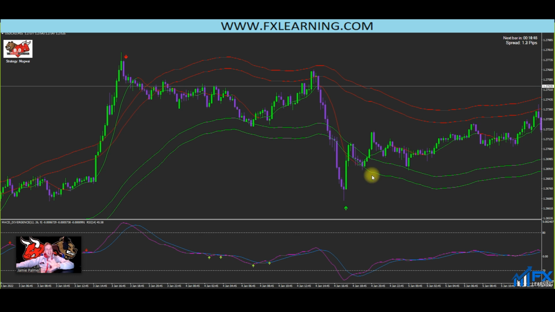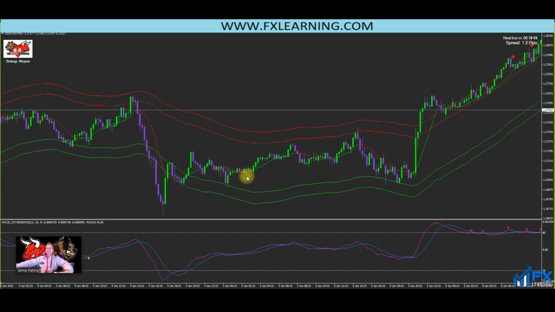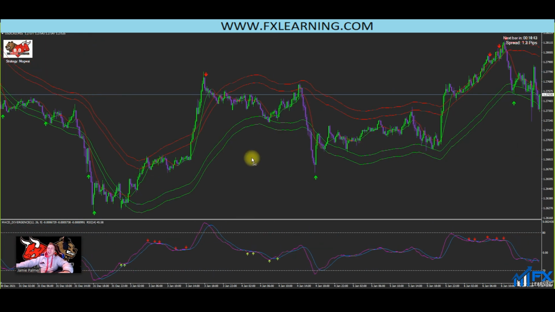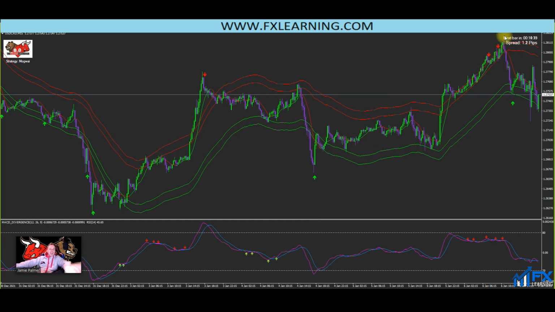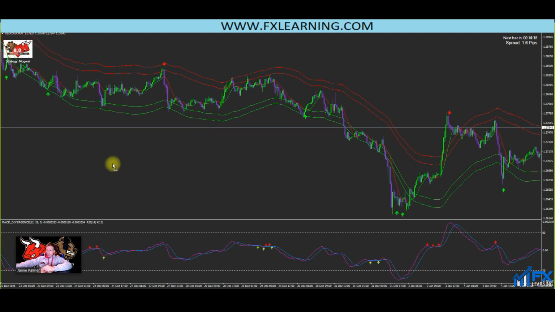Bang, took the trade, rode it up. Now, like I said, this trade, if I actually held it with the trend, went around 110 pips. It's very fascinating that this arrow appeared, because it also appeared on the 30-minute time frame.